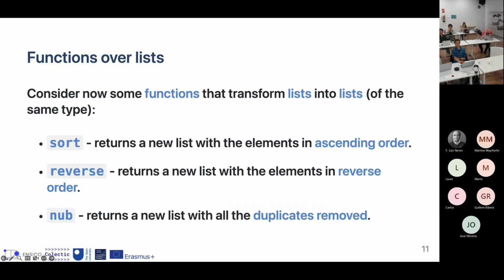So function sort receives a list as input and returns a new list with the elements in ascending order, so from the smallest to the greatest one. Then we will also work with reverse. So it takes as input a list and returns a list with the elements in reverse order, so they appear backwards. And then we have nub that returns a list with all the duplicates removed. So I may give you some examples before we solve the exercises.